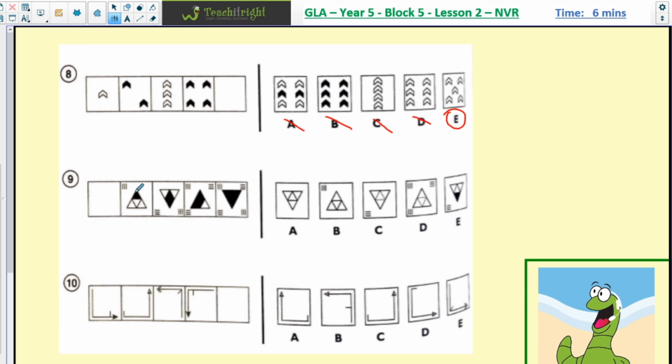Question 9, we've got something to do with triangles. What direction? Well, it's pointing up, down, up, down. So this one needs to be pointing in the downward direction. We've always got 3.